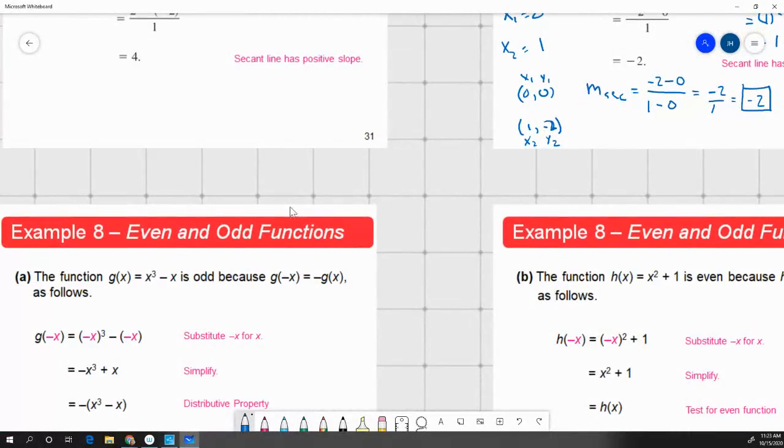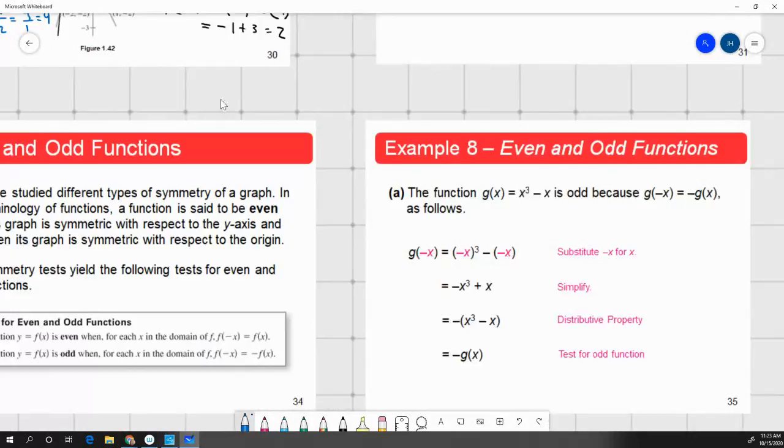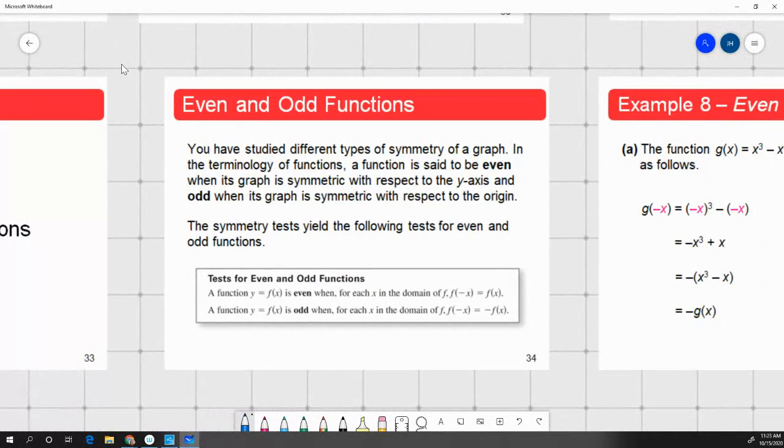I don't know how far along we are in this video yet, but I want to talk to you a little bit about even and odd functions before I move on. Now, you guys have done symmetry before. In terminology of functions, a function is said to be even when its graph is symmetric with respect to the y-axis. That means if I folded the graph in half at y, it would be the same on both sides, right? And that would be an even function.